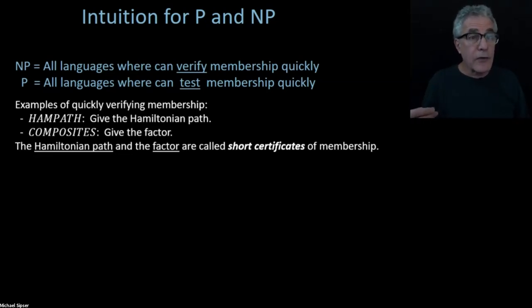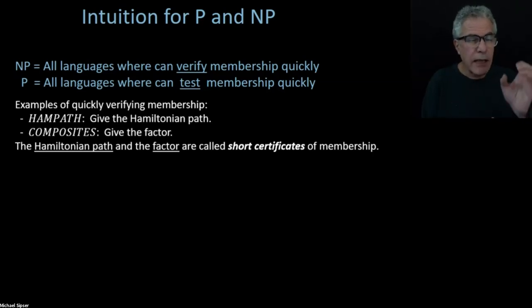Contrast that, for example, if you had a prime number. Proving a number is composite is easy because you just exhibit the factor. How would you prove that a number is prime? What's the short certificate of proving that some number has no factor? That's not so obvious. In fact, there are ways of doing it, which I'm not going to get into. In the case of prime testing, it's now even known to be in P, so that's even better. But there's no obvious way of proving that a number is prime with a short certificate.